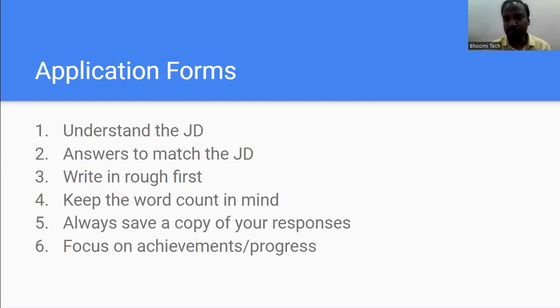Now, some HRs ask you to fill in forms, Google Forms, with some questions in them. First understand the job description and answer accordingly. Answer the questions matching the job description. First write in rough, then fill in the form next. Keep the word count in mind.